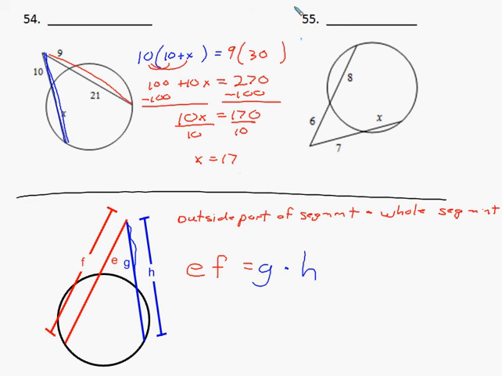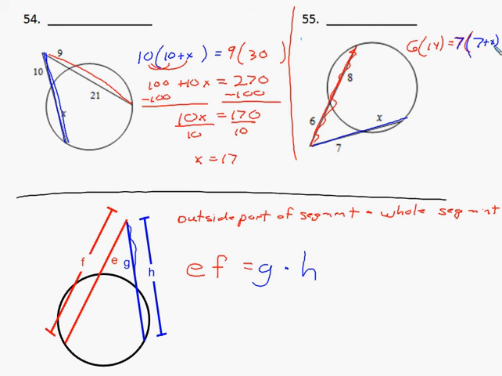And then 55 is going to be very similar. Let's look at this. We have the outside part, which is 6, times the whole thing, which is 6 plus 8, which is 14, equal to the outside part, which is 7, times the whole thing. Let's do that in blue. Outside part is 7, whole thing is 7 plus x.